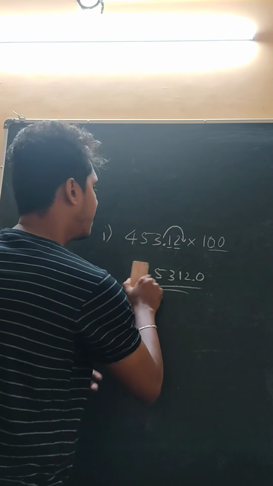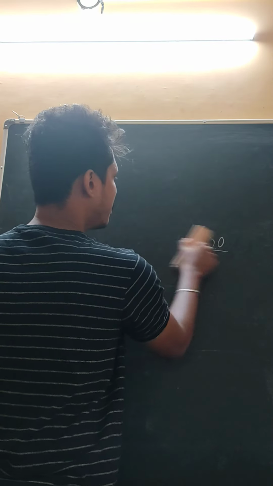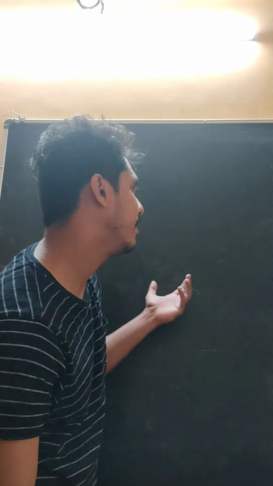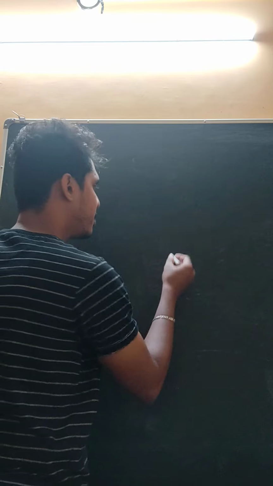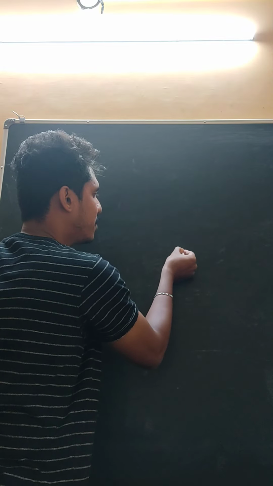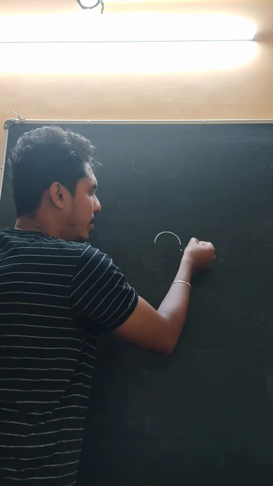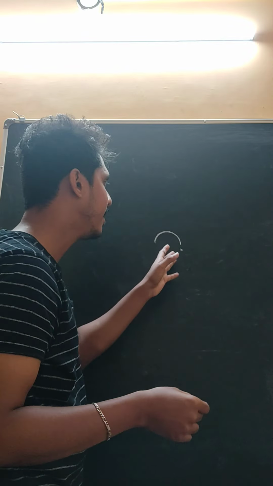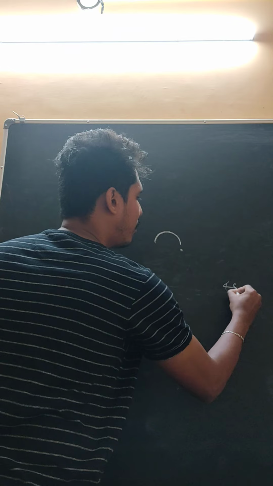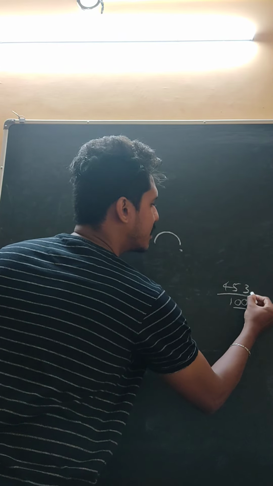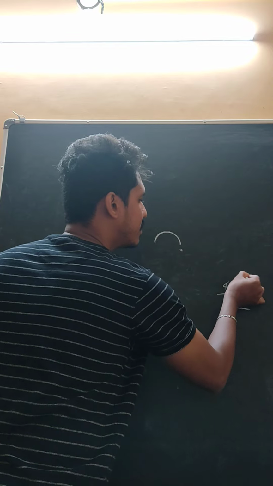This is the normal, very easy multiplication technique. Yesterday, I taught you about division, right? In case of division, we have to shift the decimal point backward, by as many houses as there are zeros in the denominator. See, 453 divided by 100. There are 2 zeros here. We have to shift this decimal point.